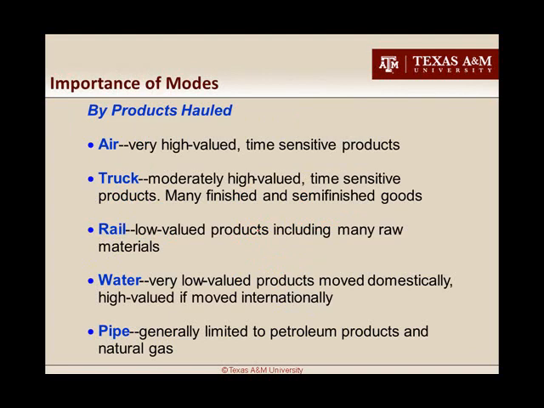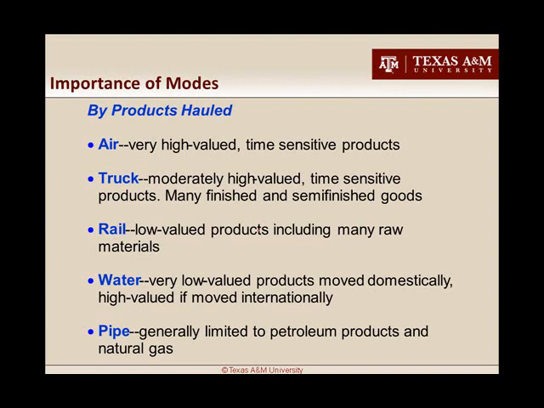Now, when we try to use a different mode of transportation, we usually prefer certain types of products on those. Air shipments are usually dedicated to very high value, time sensitive products, right? Then we have trucks, moderately high value, time sensitive products. Many finished and semi-finished goods travel through the trucks. Rail is primarily for low valued products like raw materials, but it can also be used for semi-finished or finished product transportation as well, if it is well planned.